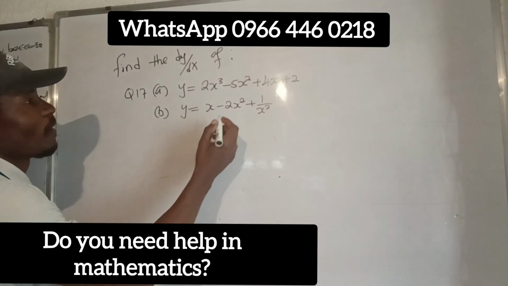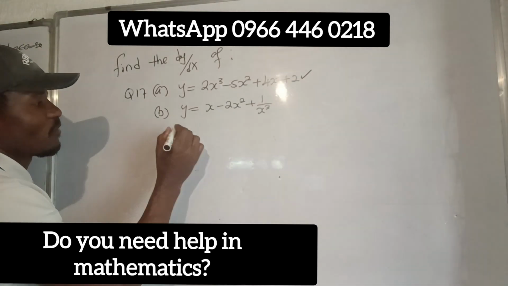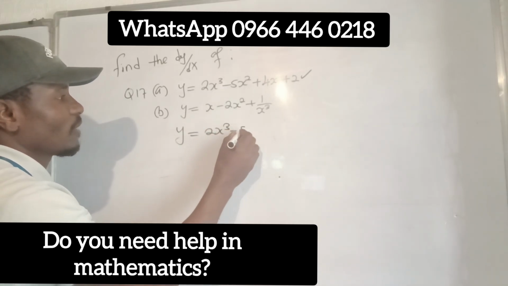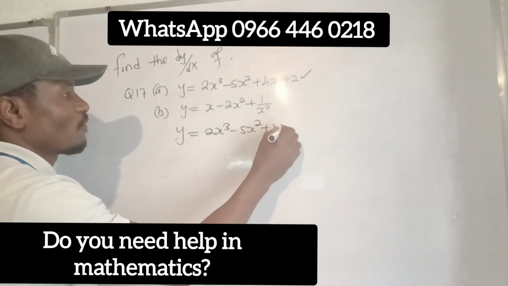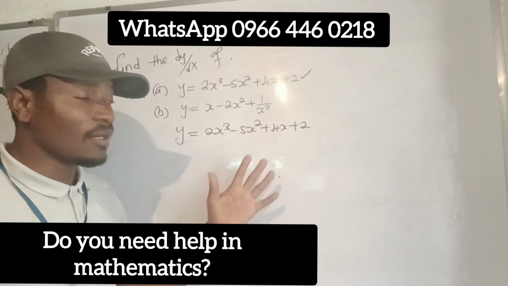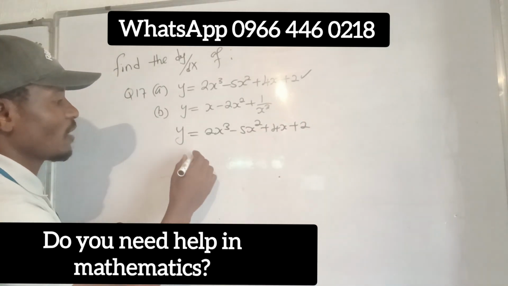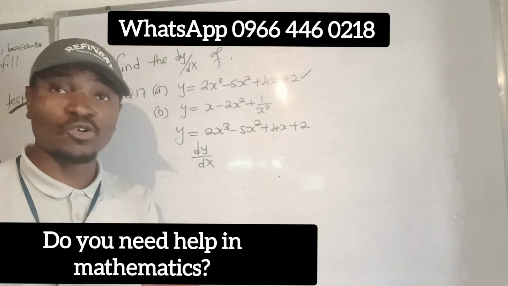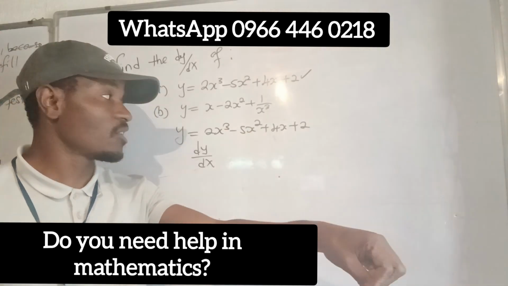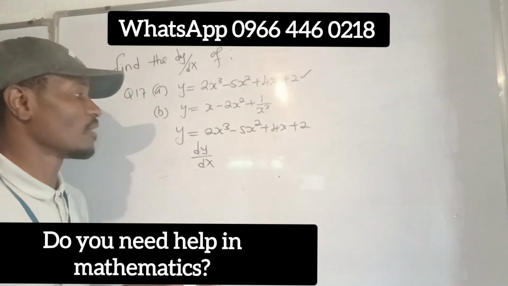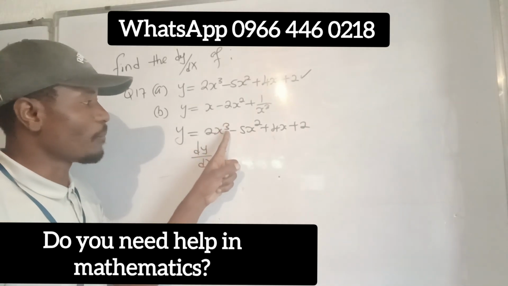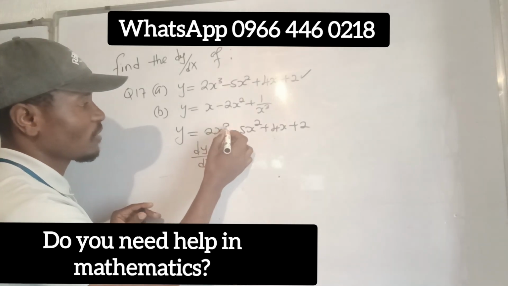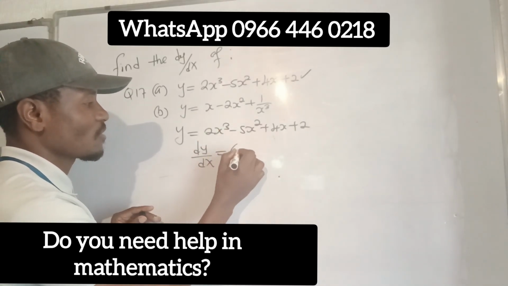Okay, so with this one, all you have to do is find y equals 2x^3 minus 5x^2 plus 4x plus 2. Now, it's very simple to go about that one. So all you have to do is dy/dx. Now, the moment you write down dy/dx, it simply means that we are now differentiating this equation. So the power of the first term is going to multiply with this one, and this is 3 times 2, that is just 6x.